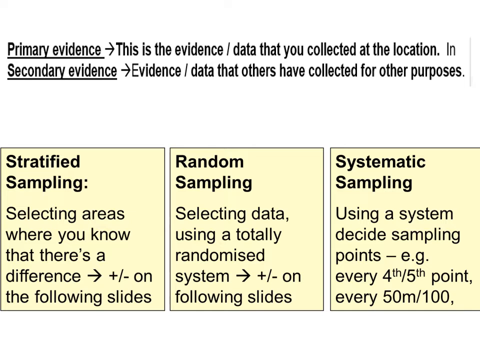And then we have systematic sampling. So that's where you use some kind of system. So you may say there's 100 houses and we're going to sample 10 of them, so we're going to sample every 10th house. So that's systematic sampling. So there's positives and negatives for each one of these.